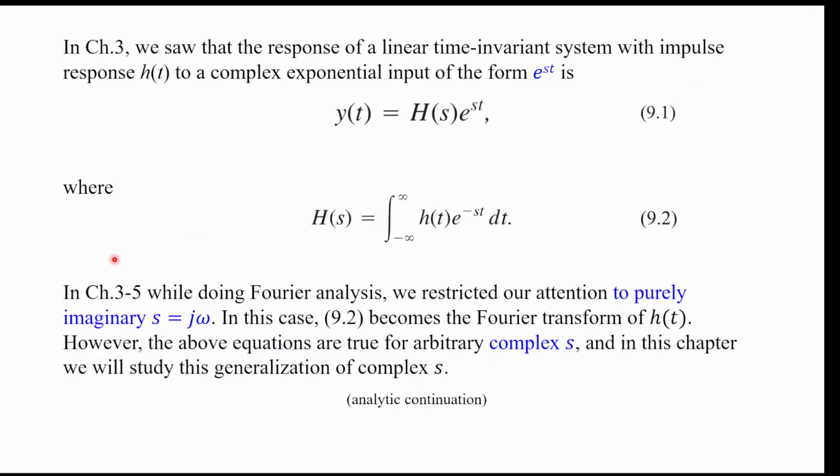Later, in chapter 4, we used the convolution formula to show that small h of t and big H of j omega form a Fourier transform pair. So in chapter 4 we restricted s to j omega, and we derived a lot of properties for H of j omega. But now we go back to equation 9.2, an equation between big H of s and small h of t, and think about what happens if we don't restrict s to a purely imaginary j omega, but allow arbitrary s.